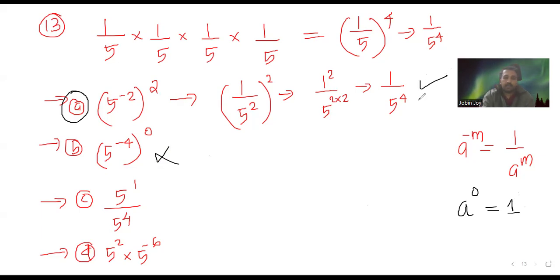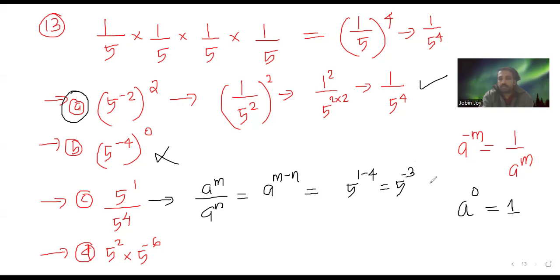Okay. So this is one option. Then next is the third option, 5 raised to 1 divided by 5 raised to 4. This is in the form of a raised to m divided by a raised to n. What is a raised to m by a raised to n? A raised to m minus n. So this will be equal to 5 raised to 1 minus 4. So this will be 5 raised to minus 3. Again, this is wrong.